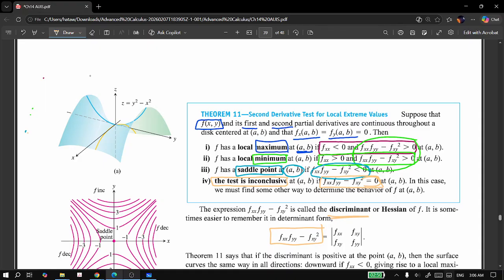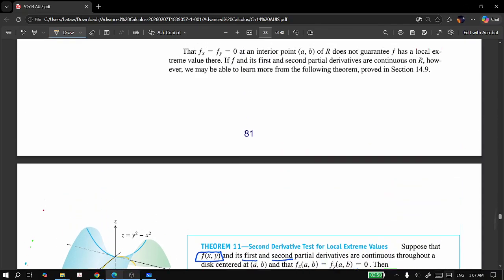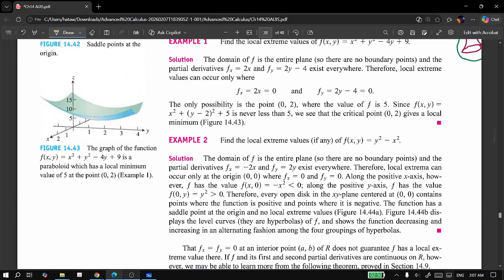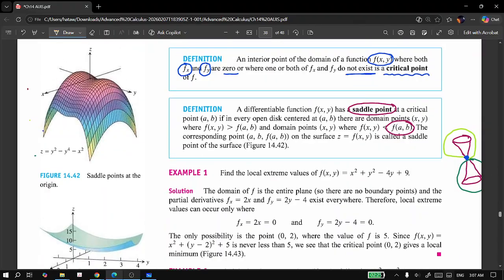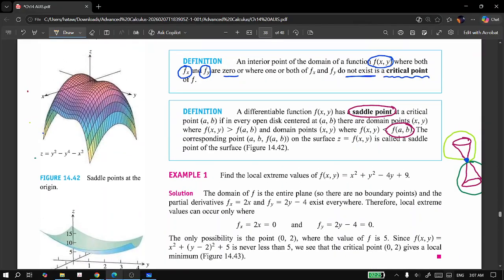Okay, so here is the test for finding local extreme values and the saddle point. So I'm coming back to the example that we had first. What does it say? It says find local extreme values, that means maximum, minimum, and saddle point, for the function that is given to us, which is f(x,y) = x squared plus y squared minus 4y plus 9.